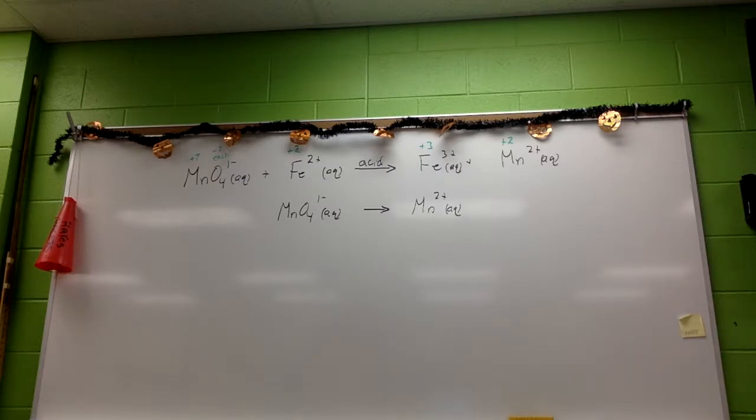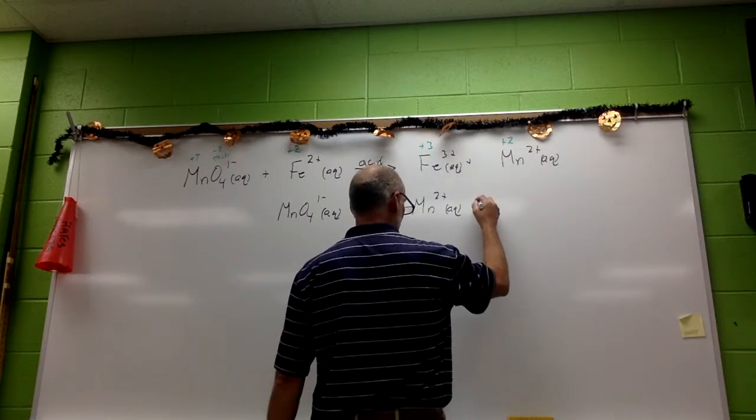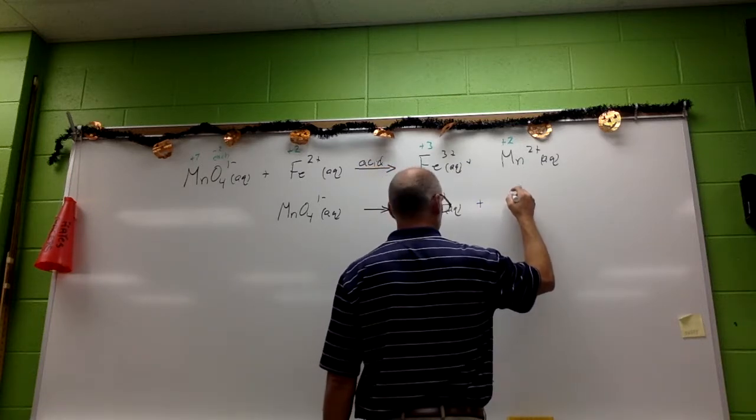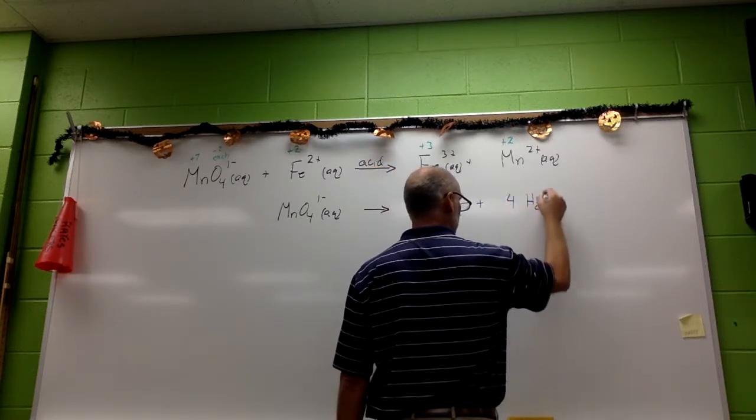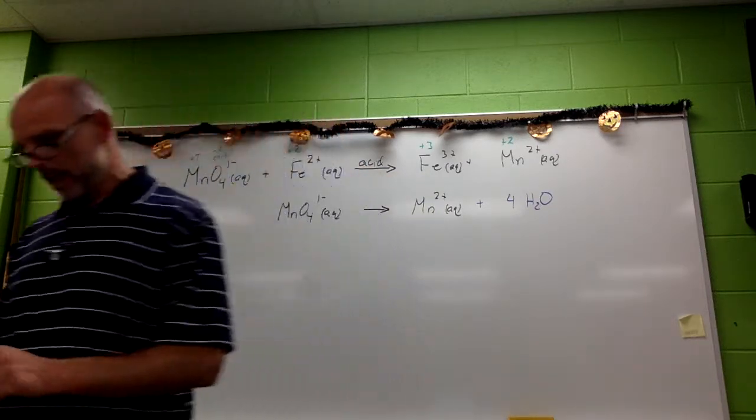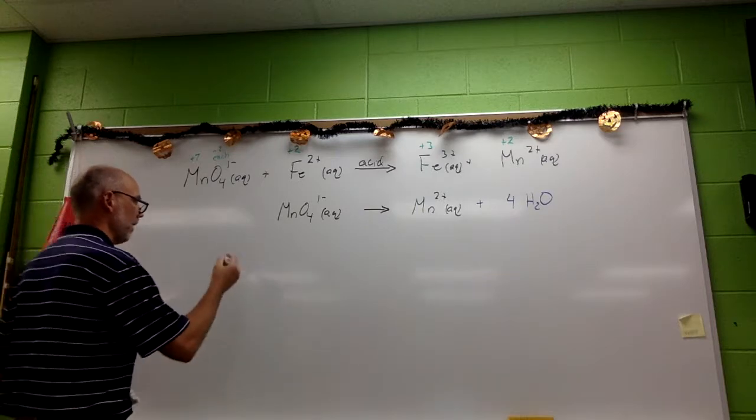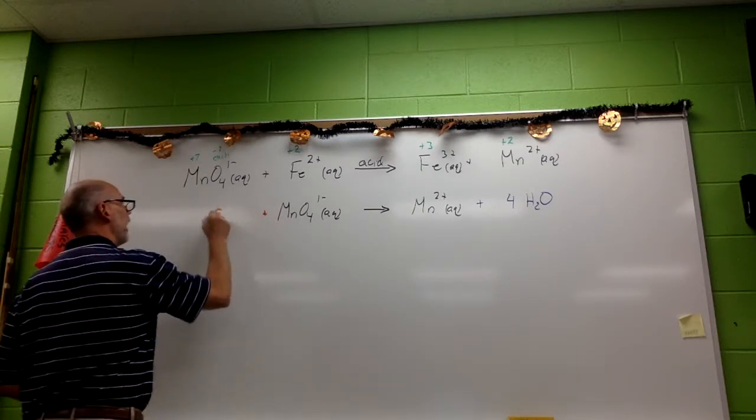Well, we've already experienced this. Do we need to add water? Yes. And to which side do we need to add water? To the product side. And how many do we need to add? Excellent. Now we're going to balance hydrogen by adding hydrogen ion to the appropriate side, in which case it's going to be the reactant side. And how many are we going to add? We're going to add 8.